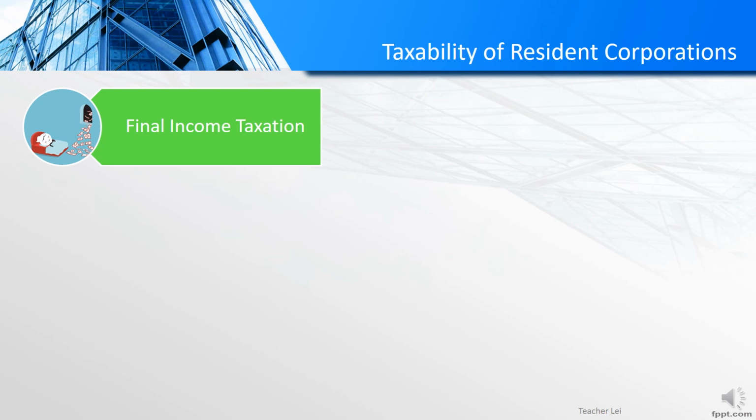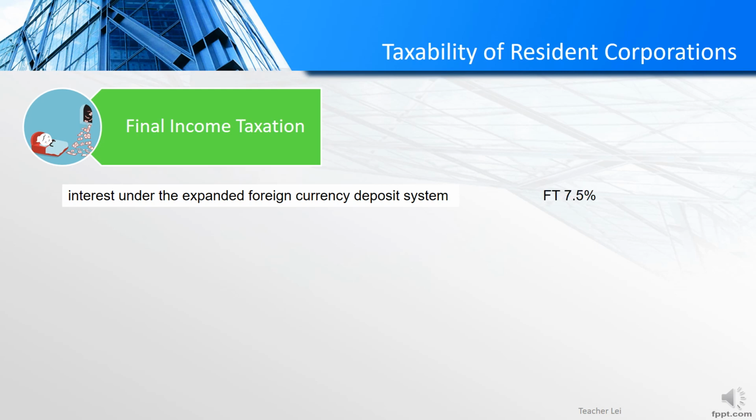For final income taxation, just like the domestic corporations, the passive income, particularly interest under the expanded foreign currency deposit system, is subject to final tax of 7.5%. In domestic corporations, interest under the expanded foreign currency deposit system is subject to final tax of 15%, but for resident corporations, they are subject to final tax of 7.5%.